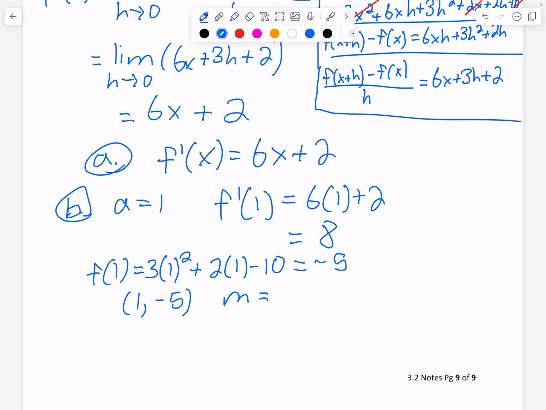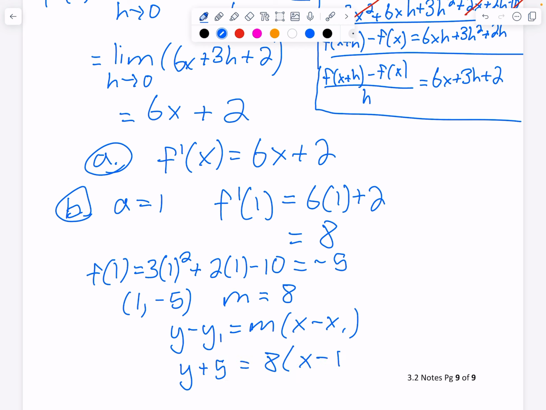m is equal to 8. And then I use those two things in my line formula, right? Using point slope, because it's faster than mx plus b. I got y plus 5 equals 8 times (x minus 1).